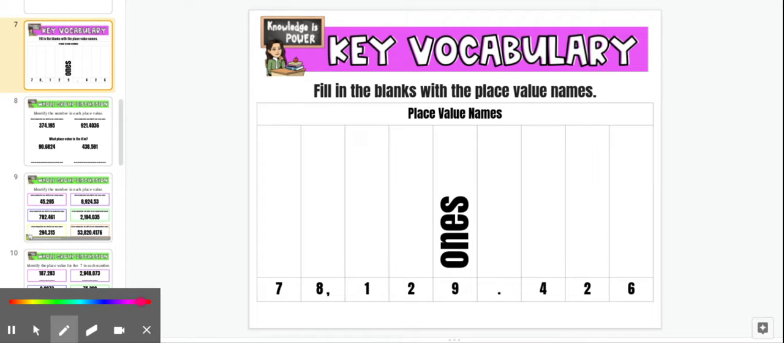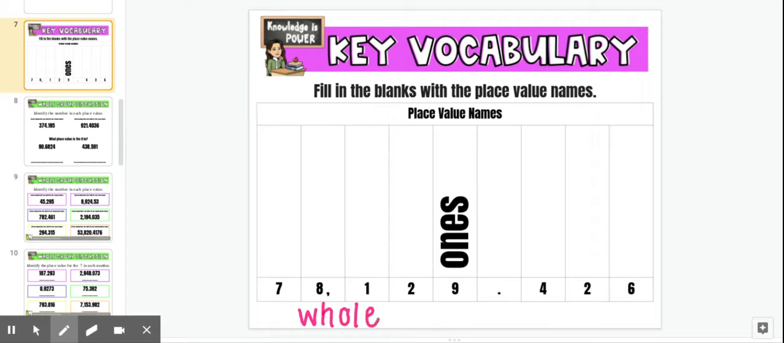We're going to start with the review on place value so that we know and can identify which digit is in each place, and we can name the place that a digit is in. First we're going to go to whole numbers, and whole numbers are the numbers before the decimal or to the left of the decimal. So I started it with ones. So these are whole numbers.